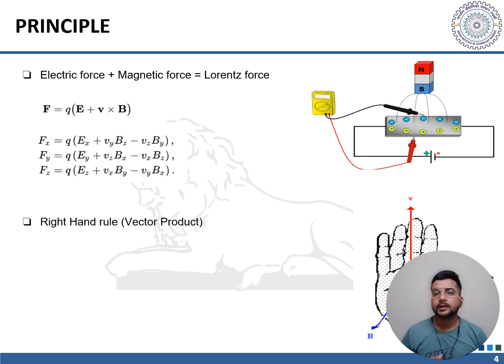Now, if q is positive, the charge carrier is a hole, and in that case this vector product direction will be the direction of force. But if the charge carrier is negative, like an electron, then the direction of force will be opposite to the direction of the vector product. That's how we can calculate the Lorentz force.